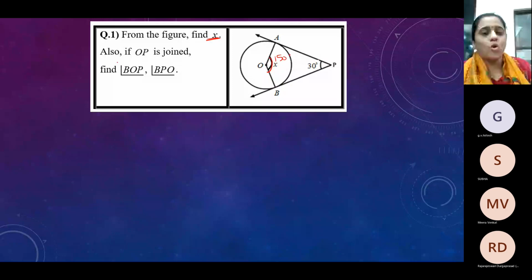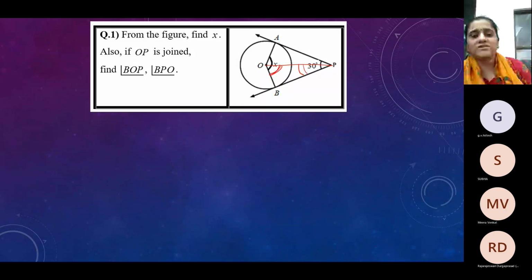Then also if OP is joined, when you join OP, find angle BOP, this one, and angle BPO, this one. Tell me quickly, how much is this angle? 75 by the theorem, correct? Because these two angles are equal. We understand angle 1 is equal to angle 2. This angle and this angle are equal. The full thing is 150, so it will be 75 here and 75 here.